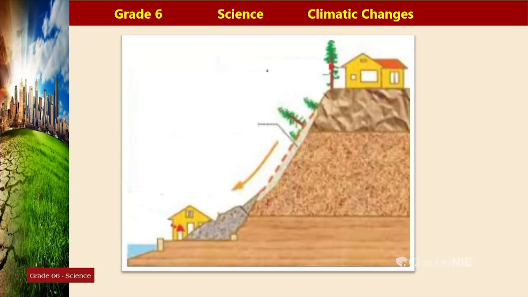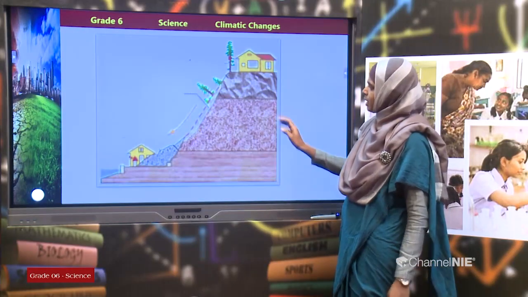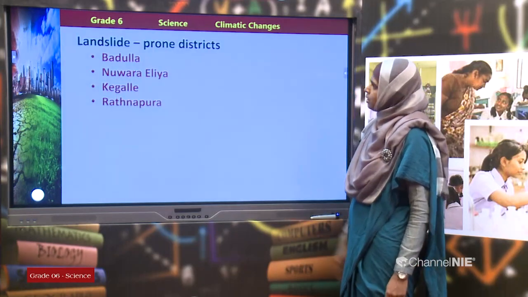This is what happens, children, in a simple diagram. The soil from this area around the slope would be removed and move down, destroying all the constructions. Whenever it moves down, all the soil together with the stones and plants would move down and cover the area which is down over there. This is for your extra knowledge.